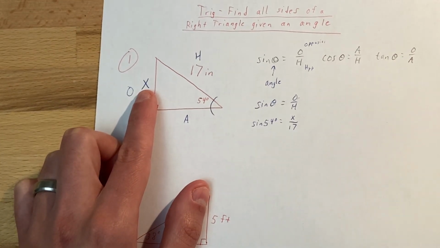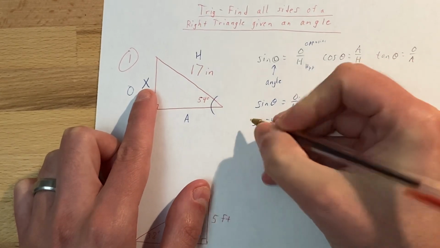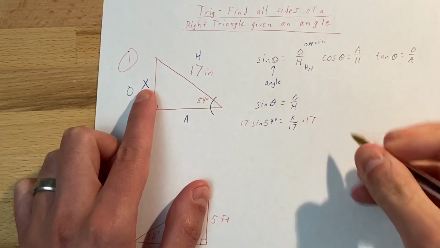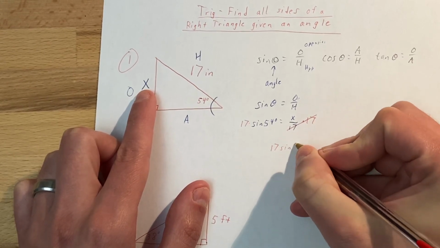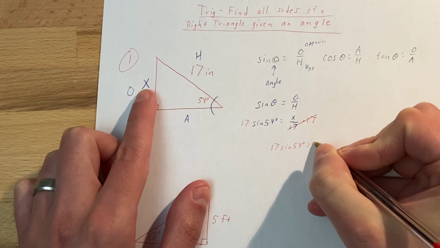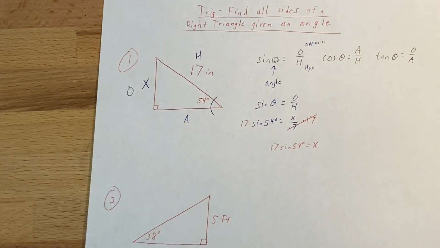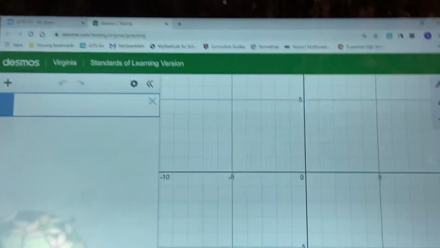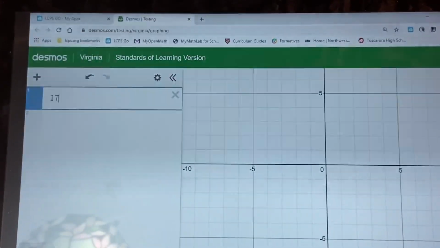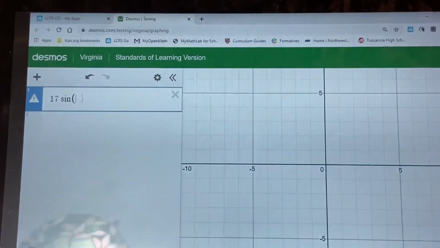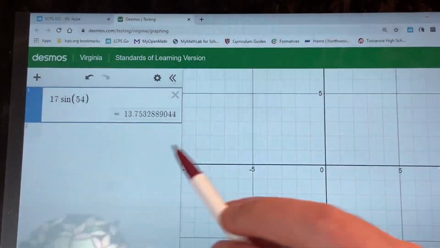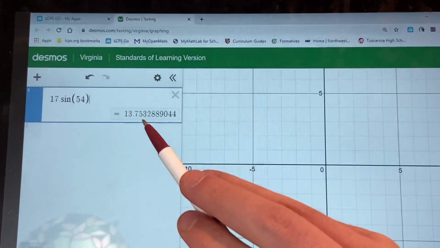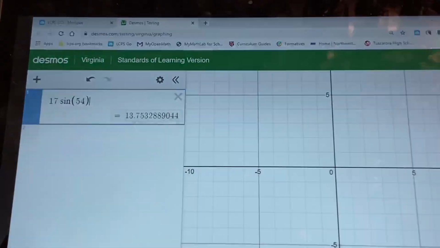In this one, what you do to solve for x is you multiply both sides by 17. That way, these will cancel. And you end up with 17 times the sine of 54 is equal to x. And we're just going to plug that into a calculator to find it out. So 17 times the sine of 54 degrees. Desmos is automatically in degree mode, so you don't have to worry about that. We're going to round to two decimal places, so this will be 13.75.